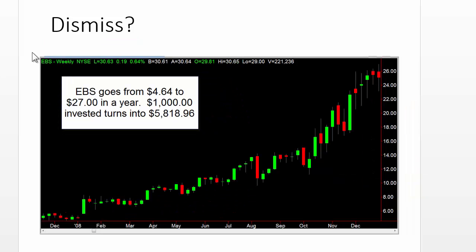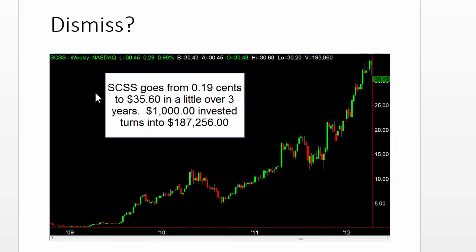Another example of that is EBS, which went from $4.64 to $27 in a year. Same thing here. Once it got through 10 bucks, it just took off. Okay, hedge fund demand. Put $1,000 into it, now it's $5,800. So this is actually great for smaller accounts. You don't have to sit there and watch the market all day. SCSS, 19 cents to $35.60 in 3 years. $1,000 invested is now $187,000.